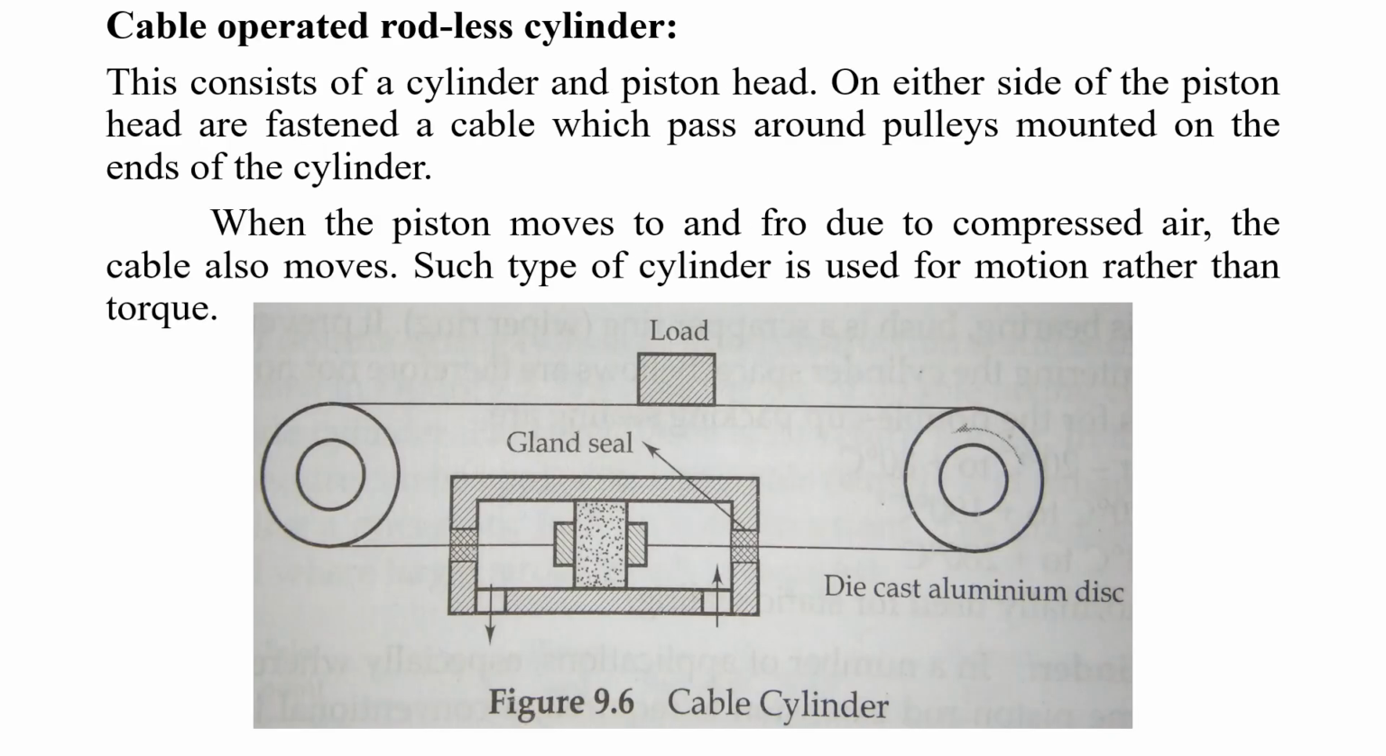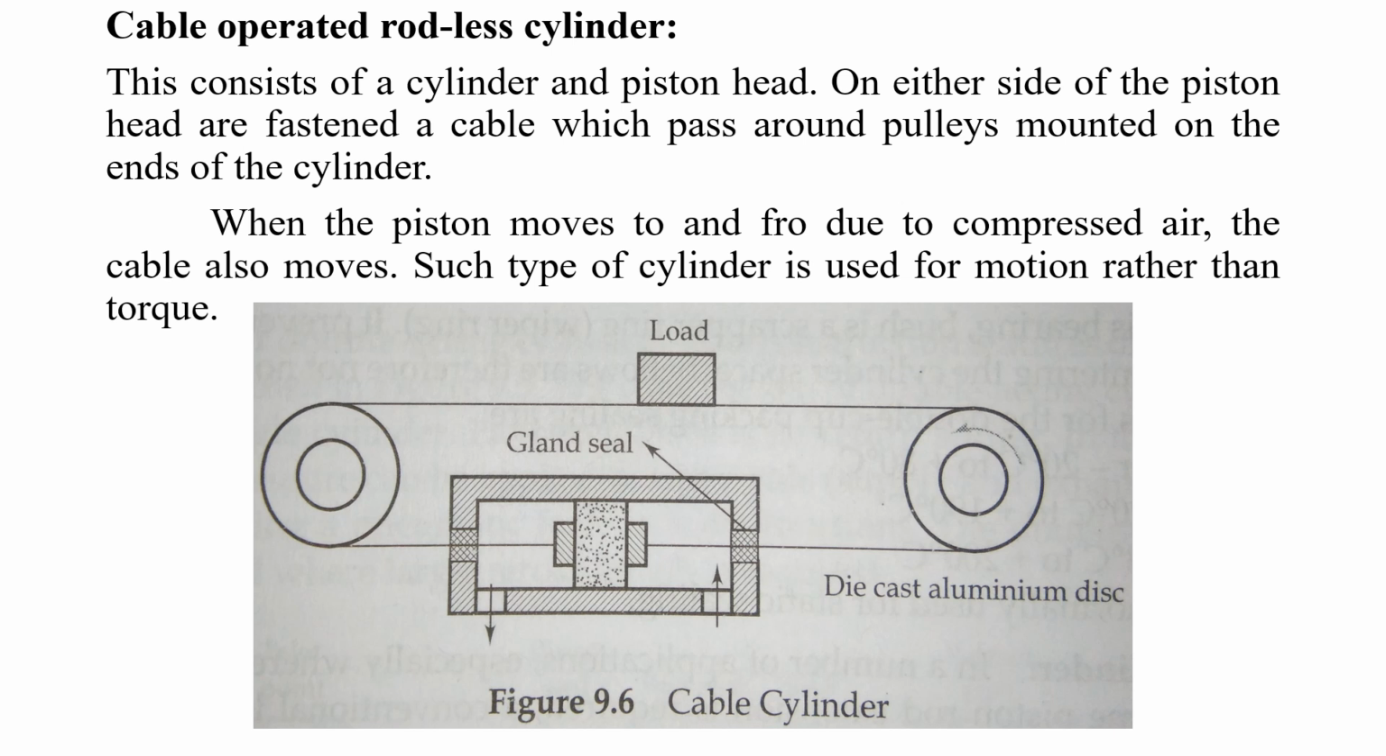Cable operated rodless cylinder. This consists of a cylinder and piston head. On either side of the piston head is fastened a cable which passes around a pulley mounted on the ends of the cylinder. When the piston moves to and fro due to the compressed air supply, the cable also moves. Such a cylinder is used for motion rather than torque. The rodless cylinders are mostly used for motion, not with respect to torque.